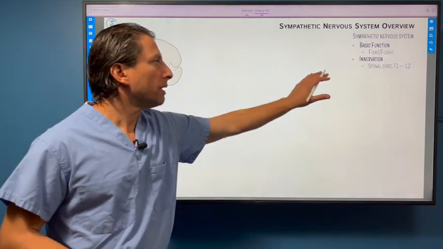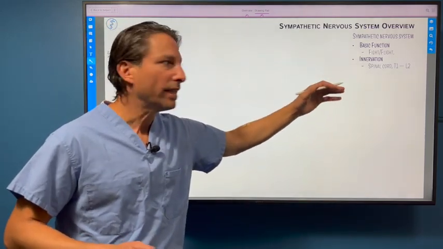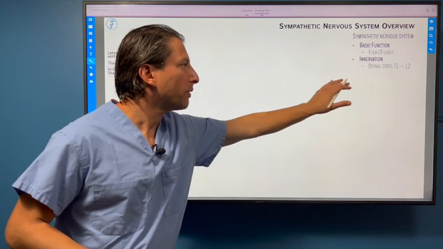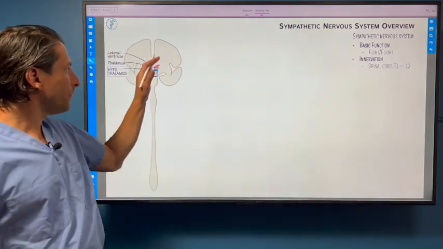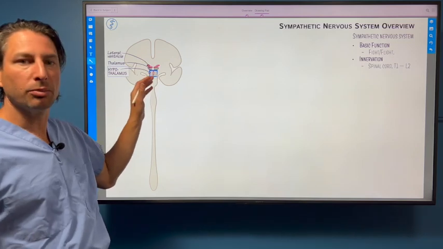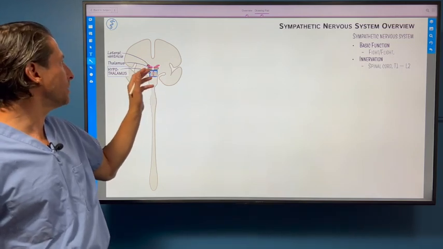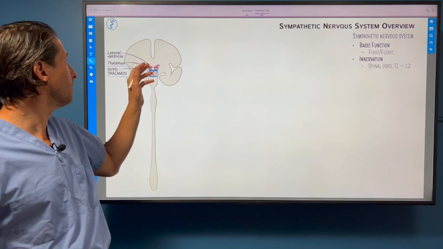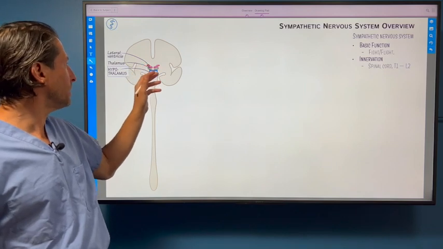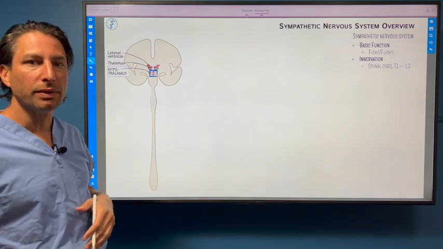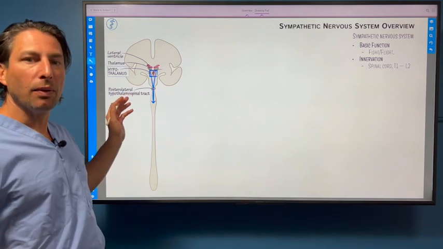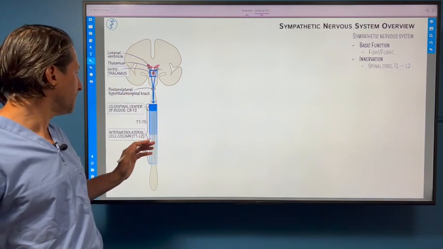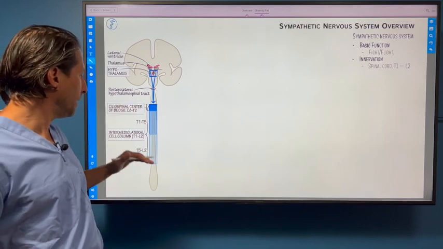Sympathetic nervous system, again causing that fight or flight response. Now we're talking about thoracic level 1 through L2. So the key innervator within the brain is the hypothalamus here. We just show some surrounding structures, the thalamus and the lateral ventricle, and then we see the hypothalamus around the 3rd ventricle here. It innervates via posterolateral hypothalamospinal tract fibers. It innervates this T1 to L2.